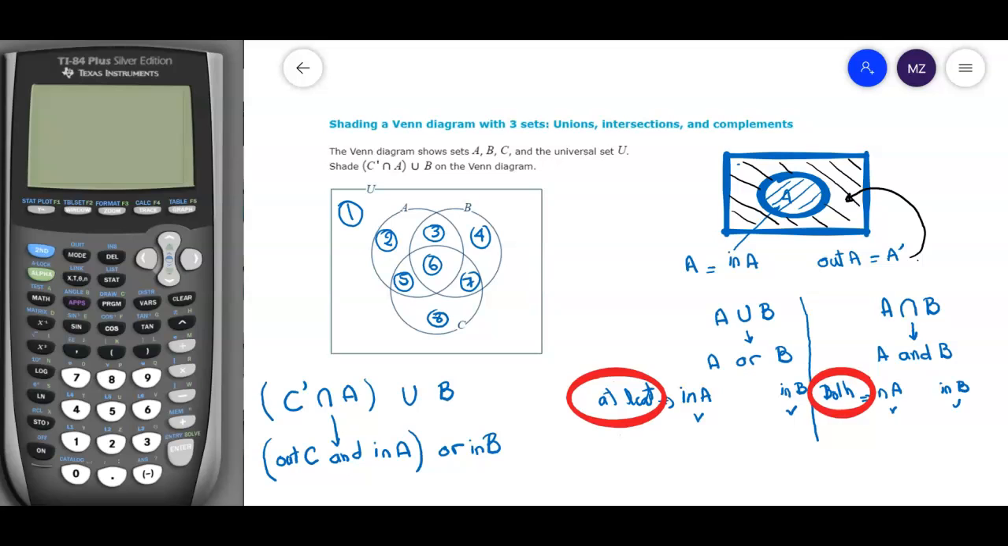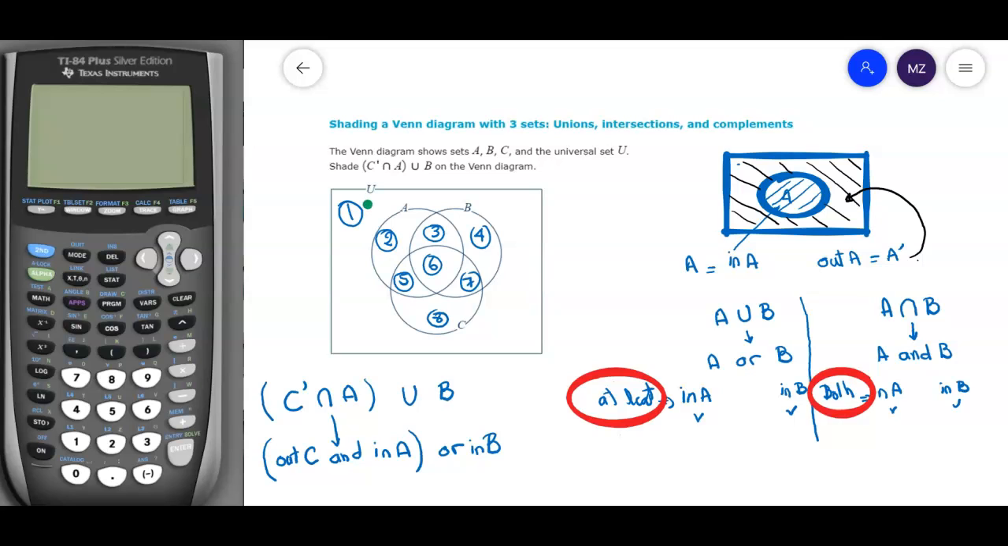So now we're gonna go part by part and we're gonna look for these statements. I'm gonna start with the parentheses, so I'm gonna look for the parts that are in the parentheses. I'm looking for out of C and in A, so it has to be both statements correct.